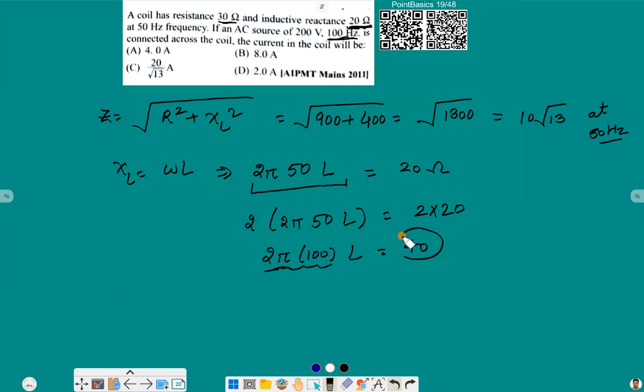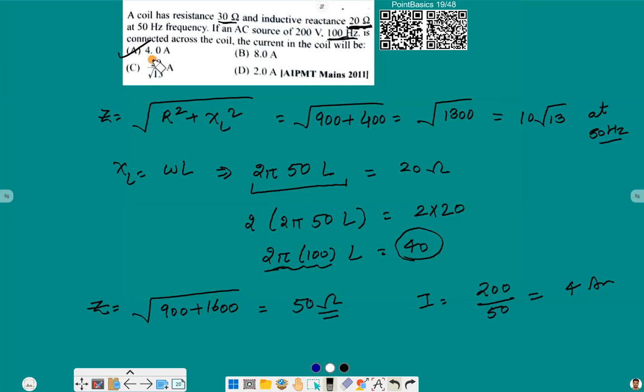So at 100 hertz, inductive reactance will be 40 ohm, and from that the total impedance will be root of R square, that is 900, plus XL square, that is 1600, which is equal to 50 ohm. So the value of Z is 50 ohm. Now we can calculate the current. Current will be the potential, that is 200, divided by the total impedance, that is 50. So 4 ampere will be the value of current. So option A will be the right answer here. Let's move to the next one.